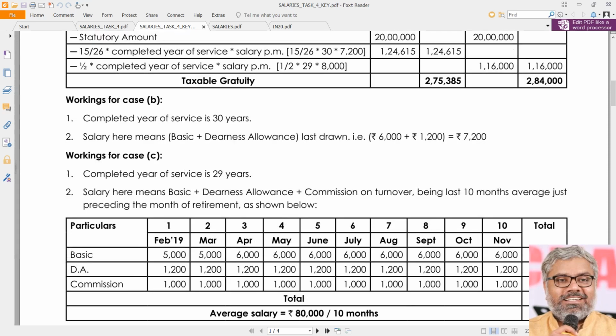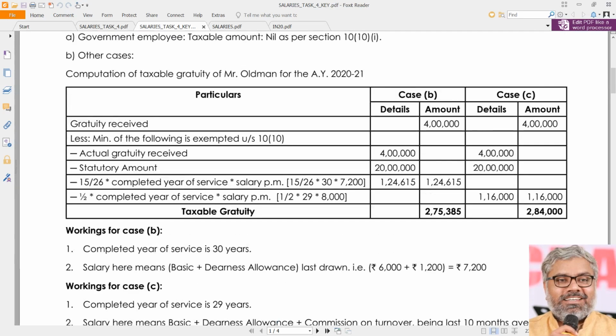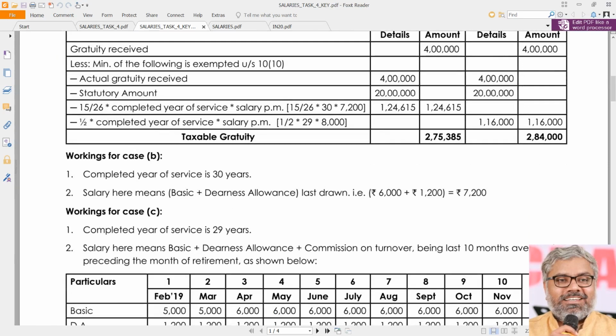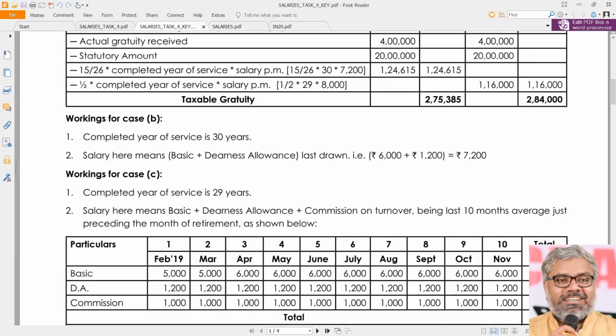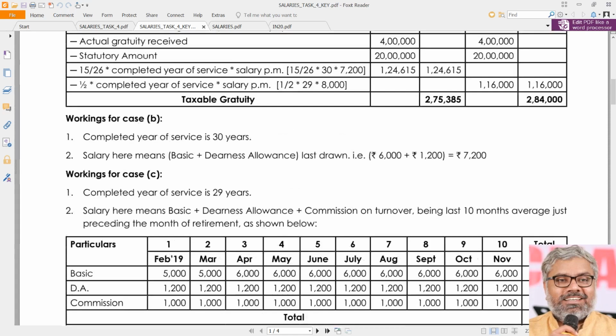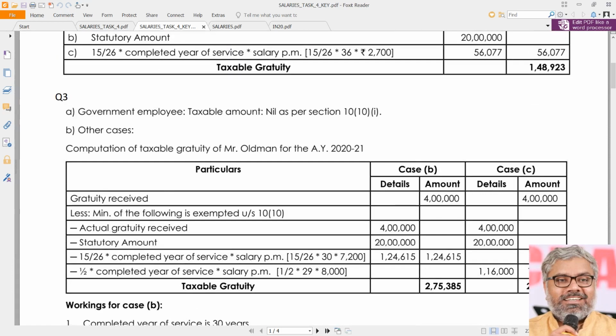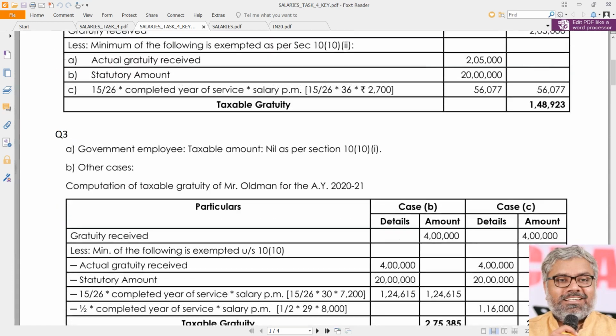But I would like to draw your attention particularly to this calculation of average salary, that is the average salary of 10 months preceding the month of retirement. So that calculation is very important. I hope you have done it correctly. If not, rectify it and practice it. That's a very crucial aspect where even 1 month here and there calculation mistake will affect the entire answer. So be very particular about it.